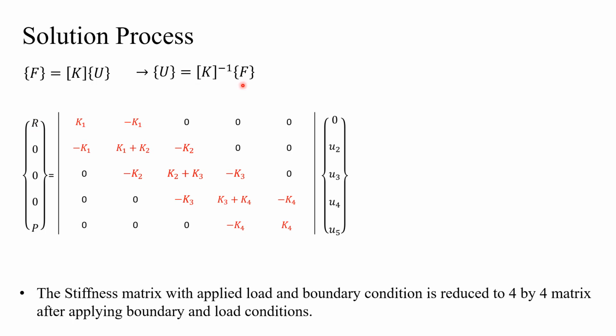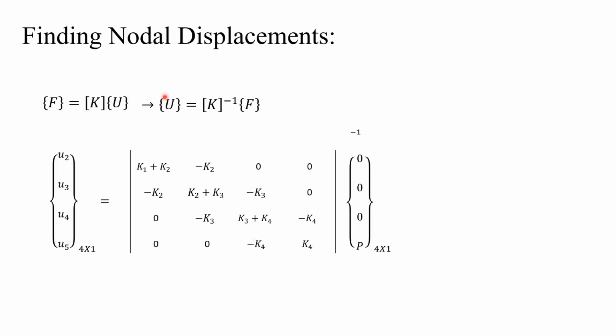To solve that problem, we are going to remove the rows and columns associated with this reaction force. Whenever we have a boundary condition, we know the value of the displacement is 0, therefore we have a corresponding reaction force. We're going to remove the corresponding rows and columns. If we had multiple boundary conditions, we would remove multiple rows and multiple columns. That way we only have unknowns on one side of the equation. Therefore our matrix is reduced to 4 by 4 rather than 5 by 5. So if I want to find the nodal displacement, instead of a 5 by 1, I have 4 by 1.